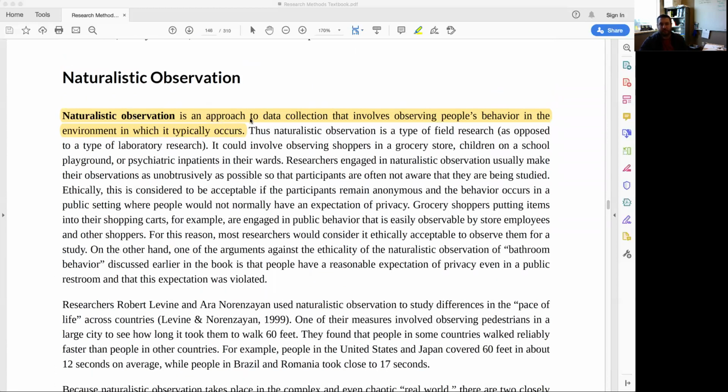So naturalistic observation, so observing people's behaviors in the environment in which it typically occurs. It's also known as field research, that you go out and you just kind of observe people doing things that you are interested in.